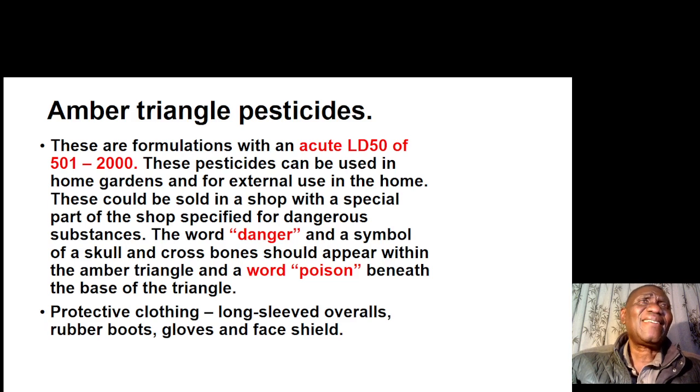The word danger and a symbol of skull and crossbones should appear within the amber triangle, and the word poison beneath the base of that triangle. Now, what sort of protective clothing is required? You also need long-sleeved overalls, rubber boots, gloves. This time you need also a face shield for proper protection. So this is the kind of triangle which is used.